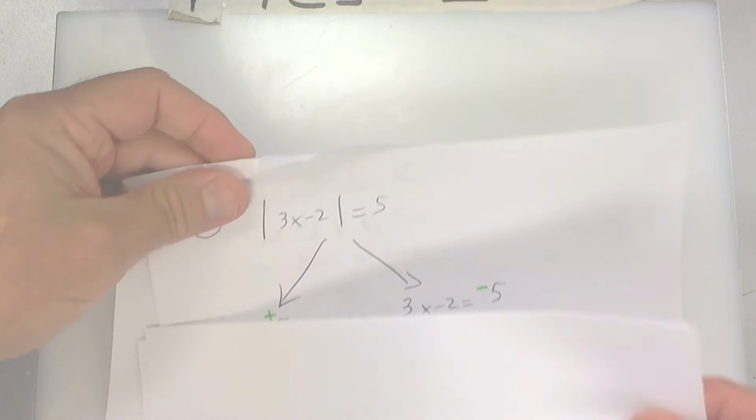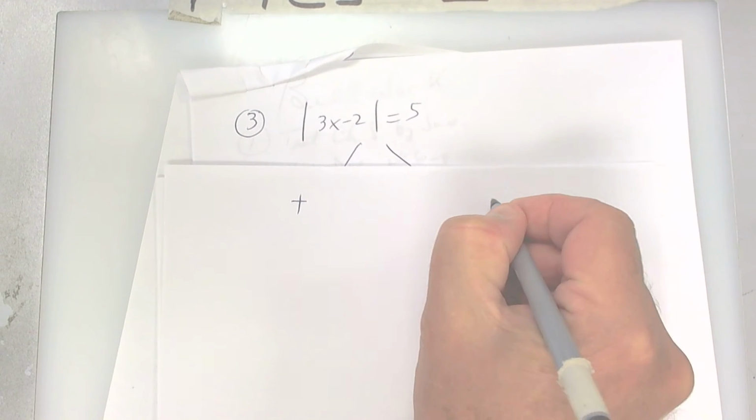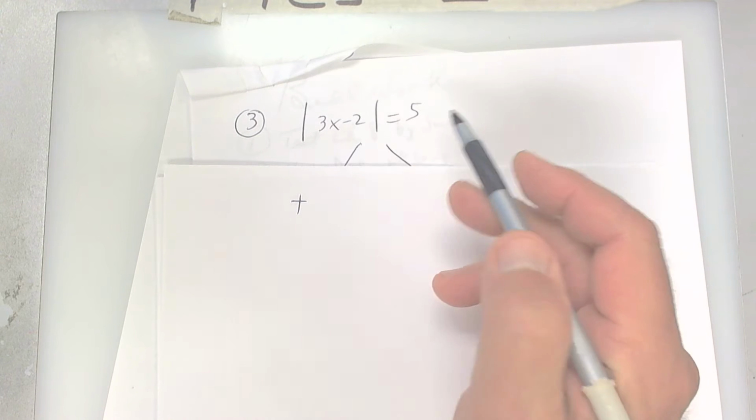Well, let's take a look at this one right here. Copy down this problem right here. It's an absolute value problem. You have two possibilities. One is going to be a plus, and one is going to be a minus, because it doesn't matter what you put in there, a plus or a minus.